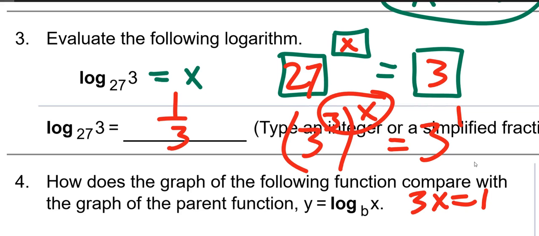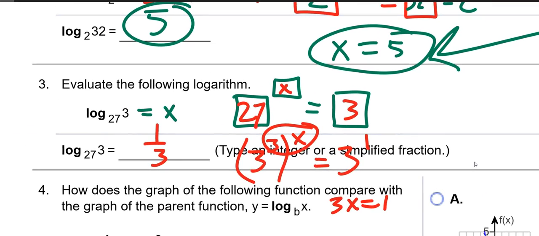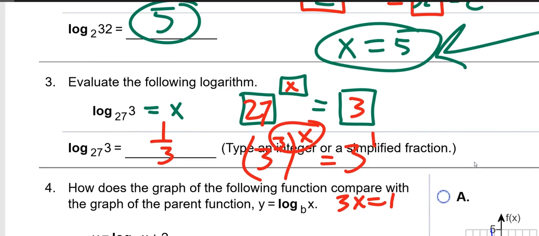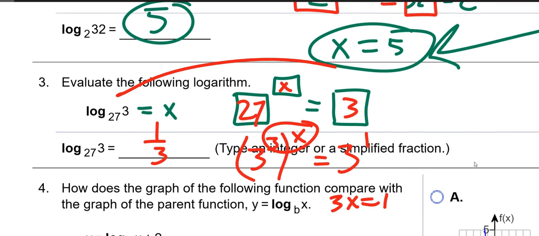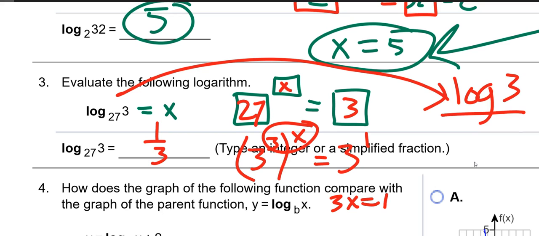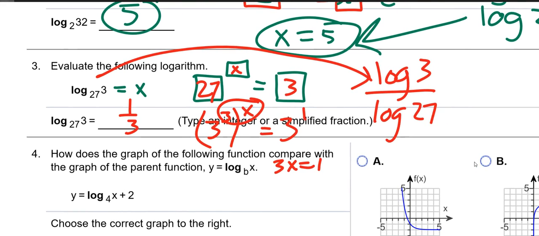Okay, most of you might not do that method on this, but you could do what? Change of base, right? You could say log of the argument over log of the old base. And you will get 0.3 repeating, or 1/3. Show your work.